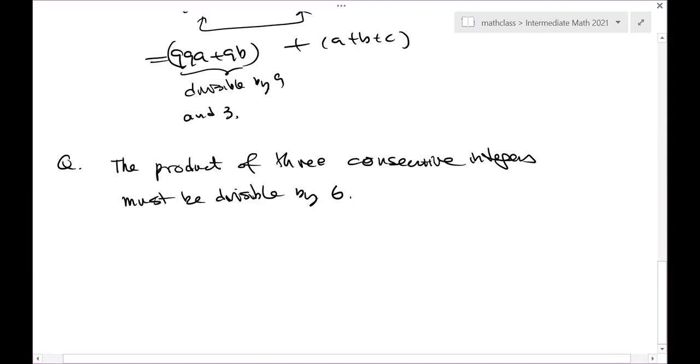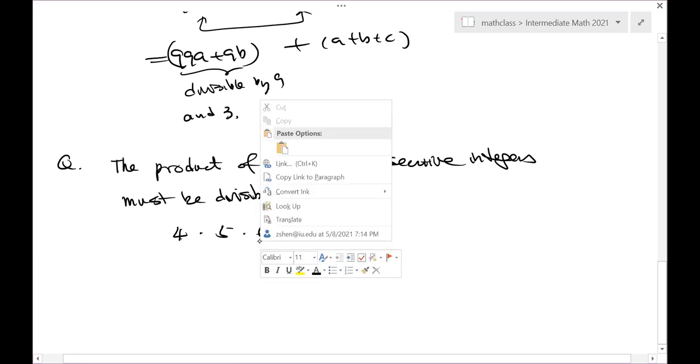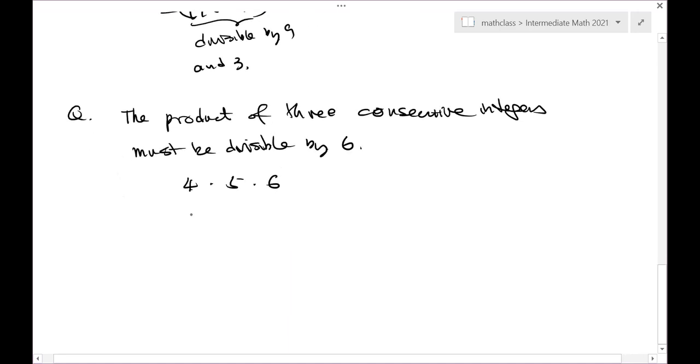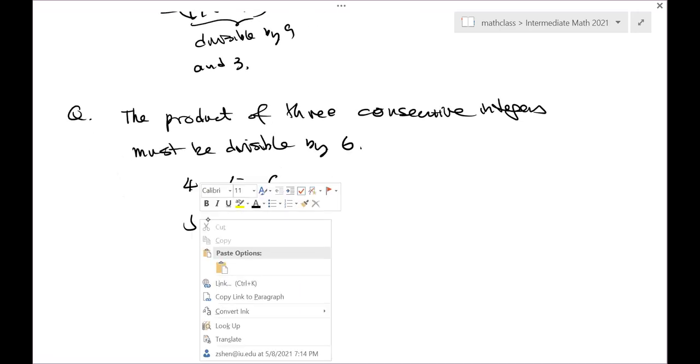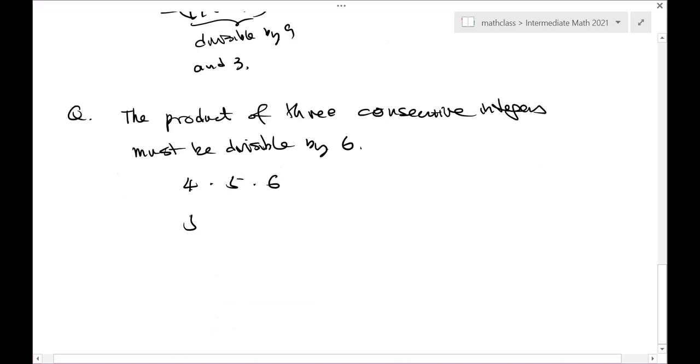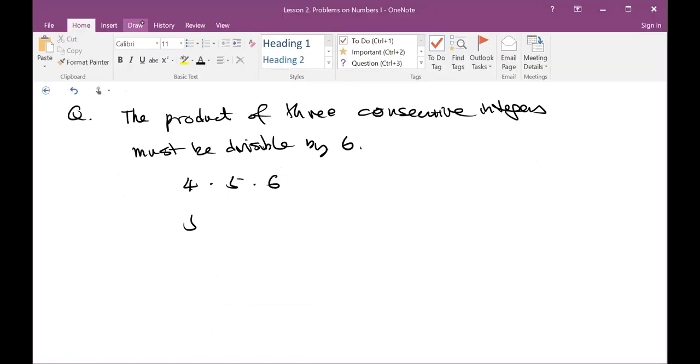Okay, we look at some examples. Now, when you see a statement like that, just look at examples first. Okay, right? But that's not proof. This example is just an example, right? So, for example, 4, 5 and 6. Of course, it's divisible by 6, and 6 is there. Okay, and then 5. No, I'm trying to avoid the 6 because I'm going to begin with 7. Okay, I begin with 7.